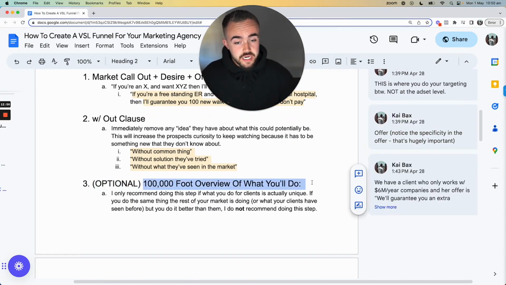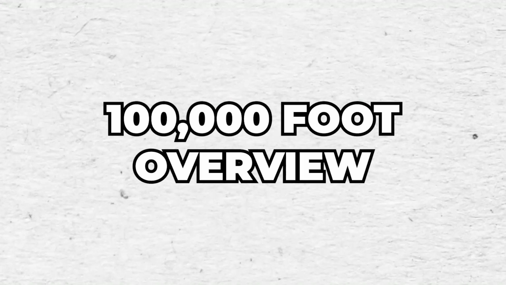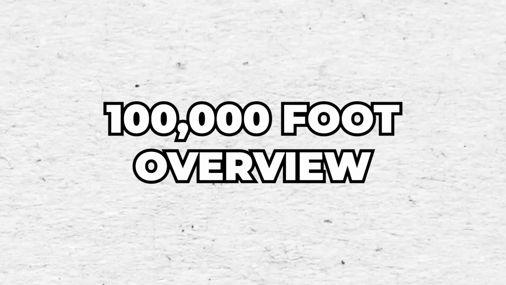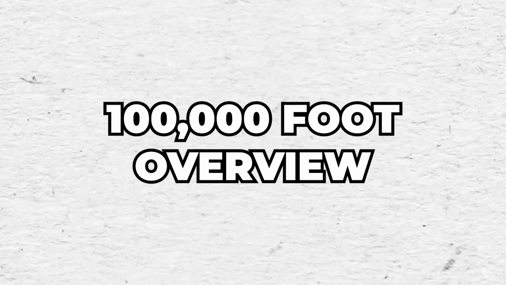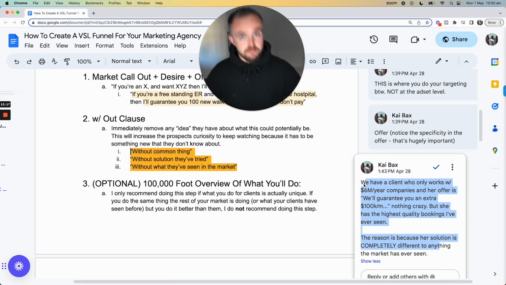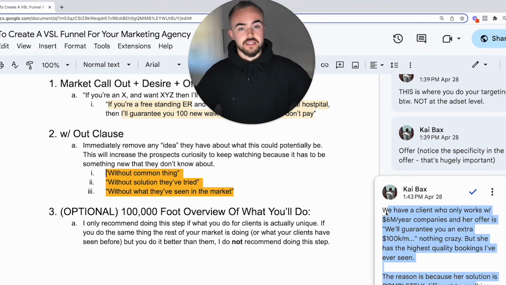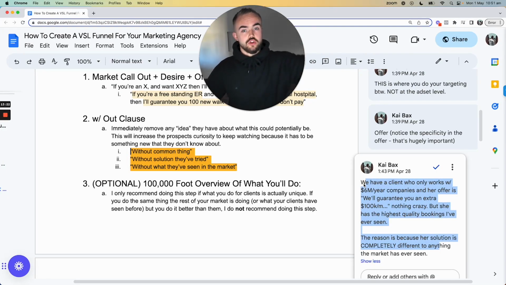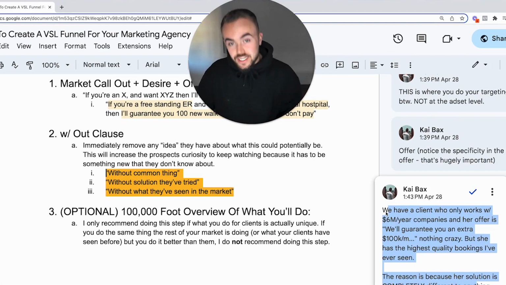Okay, so this next section here is optional, but you should do it if you're in a saturated industry. This is basically where you would want to go into a 100,000 foot view or overview of what it is that you do. I only recommend doing this step if what you do for clients is actually unique and you're in a saturated industry, right? This client here, she's in e-commerce, probably the most saturated industry on the internet, as in e-commerce brands, going after those owners. For marketing agencies, it's the most saturated industry. She's in that niche, but also what she does is actually unique.